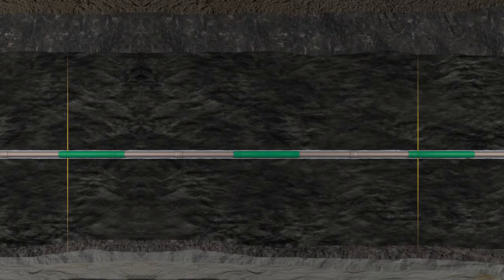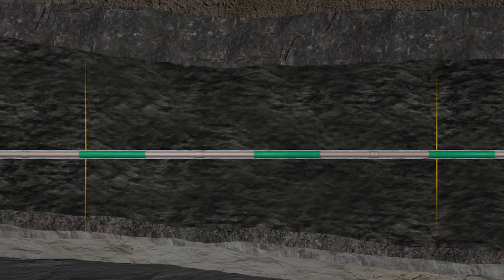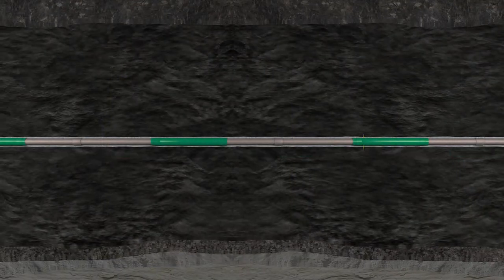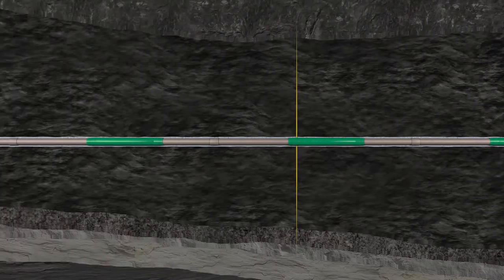You can frac stages in any order to take advantage of, or counter, the effects of stress shadowing. You can bypass sleeves, leaving stages that can be fracked later in the life of the well.